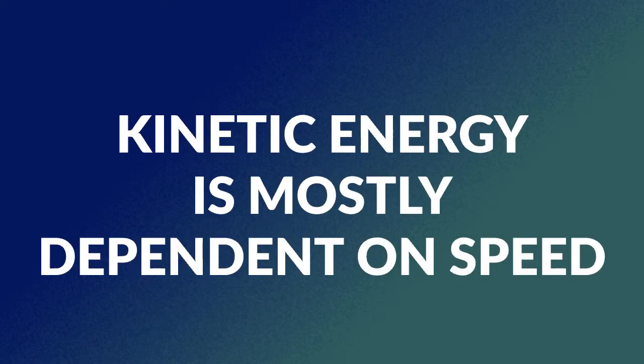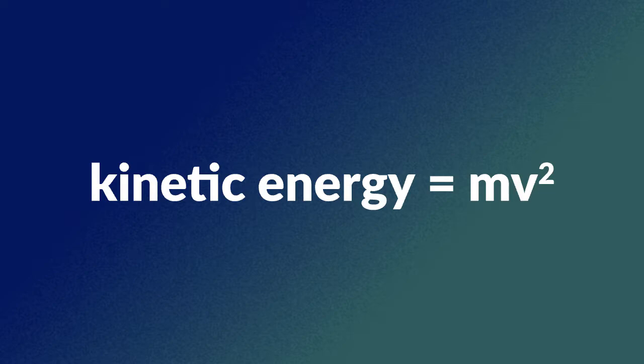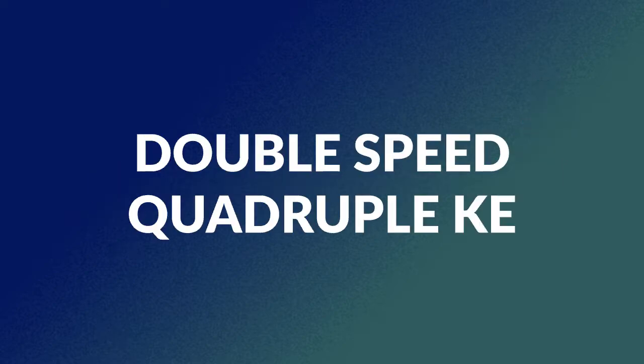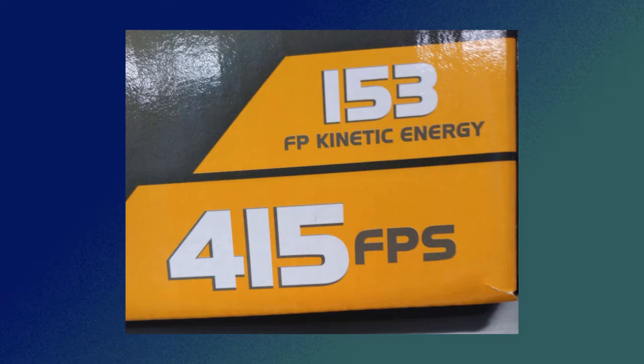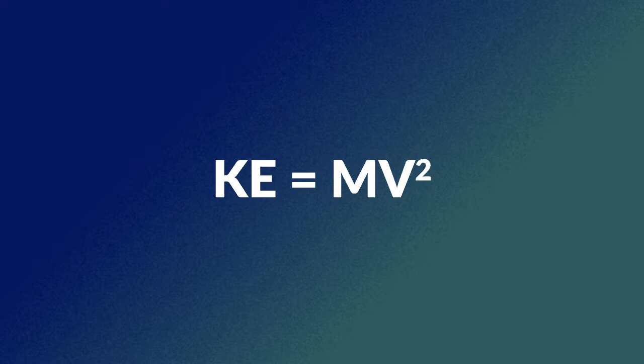Kinetic energy is mostly dependent on speed. The formula is KE equals mv squared. It's the squaring of the speed in the formula that makes the dramatic changes in kinetic energy. Doubling the speed quadruples the kinetic energy. When using the information seen in the image, and by rearranging the formula, you can find the arrow weight used.